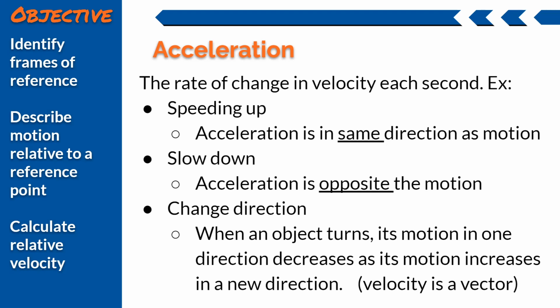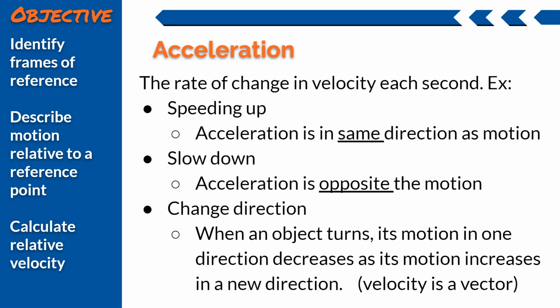So if your motion is in the positive direction, you have a positive velocity, and you are speeding up, that means that you also have a positive acceleration. If, on the other hand, you have a positive velocity, you're moving forward, but your acceleration is negative, it's opposite the motion, then you would be slowing down.